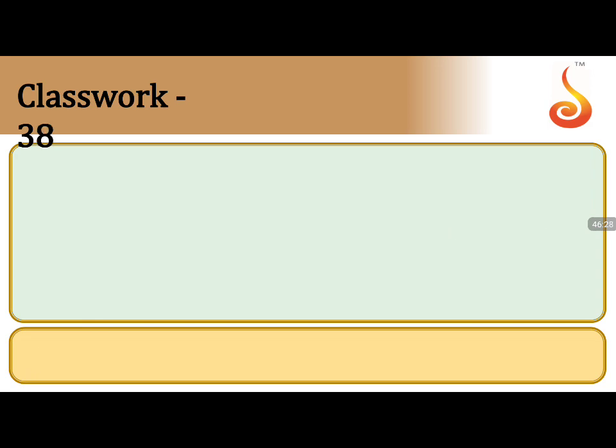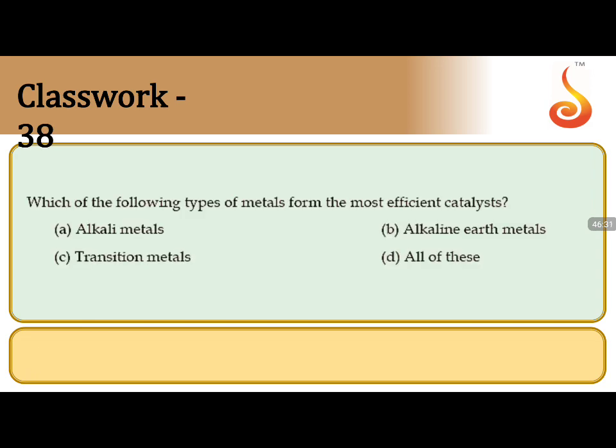Coming to 38. What is 38? Which of the following types of metals forms the most efficient catalyst? Most efficient catalyst, always the variable oxidation state should be the property for a catalyst. Who can show variable oxidation states? They can be the effective catalyst, and that is the property of transition metals. Alkaline earth metals cannot show variable oxidation states. So the answer for this should be option C. So that is 38.